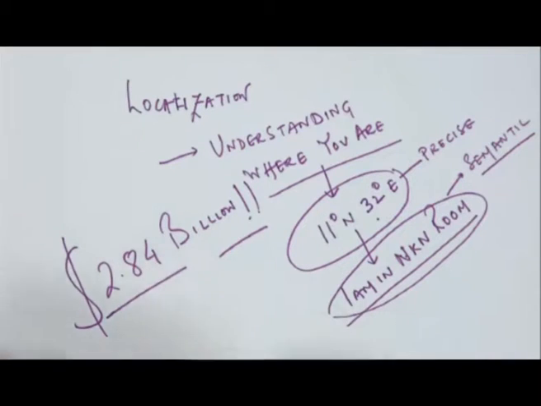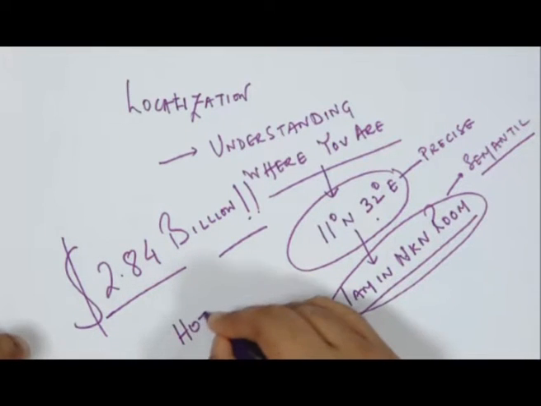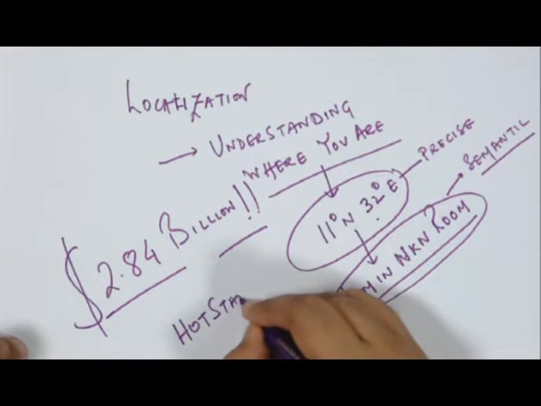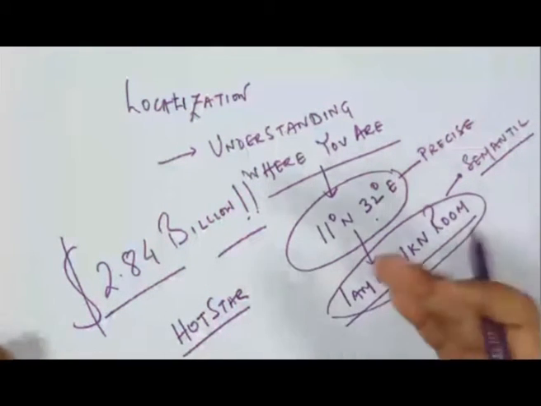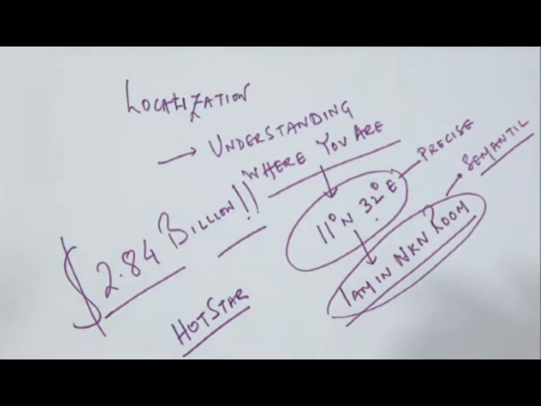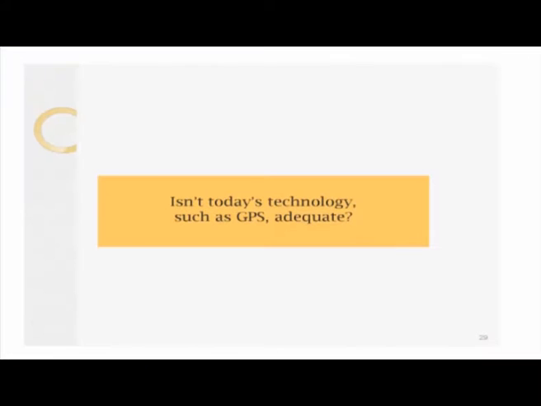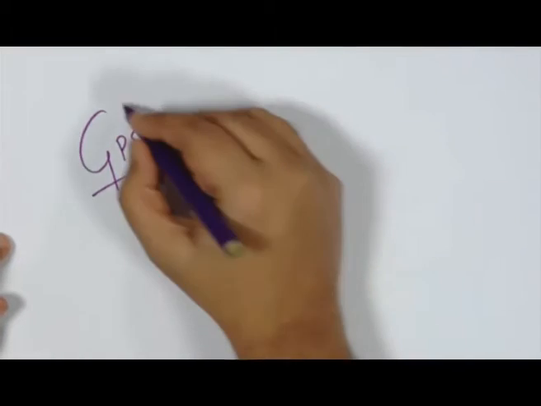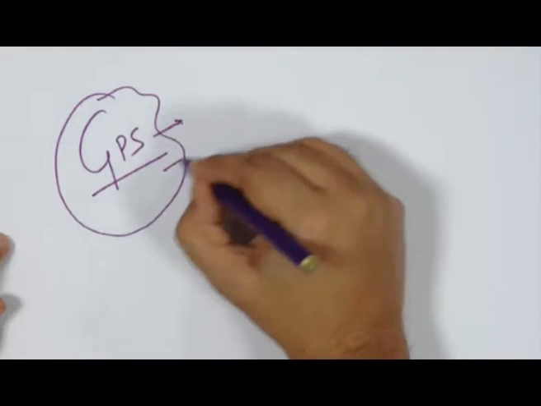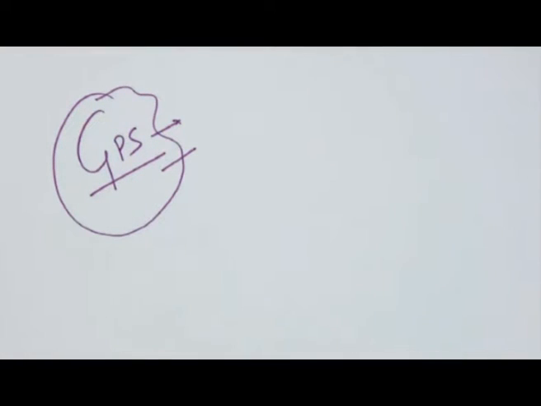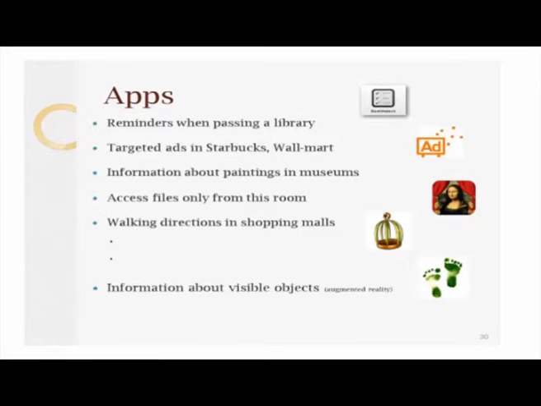With the emergence of Hotstar etc., people are also watching their TV serials not through TVs but through mobile phones. One traditional technique is GPS, which we will study in this class. But what are the apps which are needed, and we will see whether GPS would be good enough.